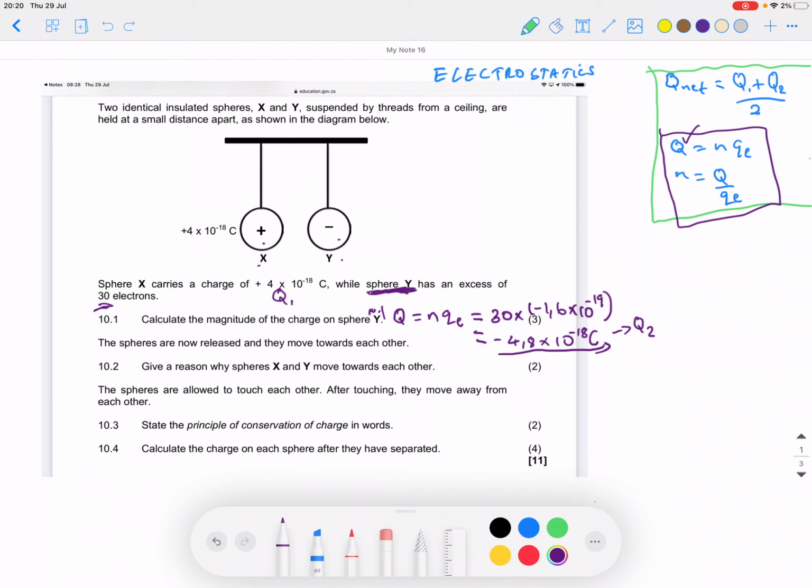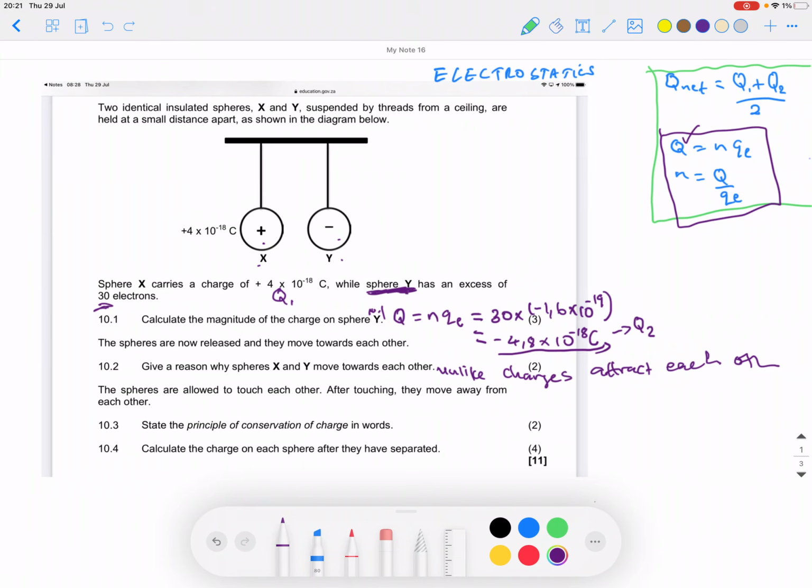Now the second point says the spheres are now released and they move towards each other. They say give a reason why X and Y are moving towards each other. That is very simple. That's because X is positive and the other one is negative. Therefore, unlike charges attract each other. Everyone knows that, right?